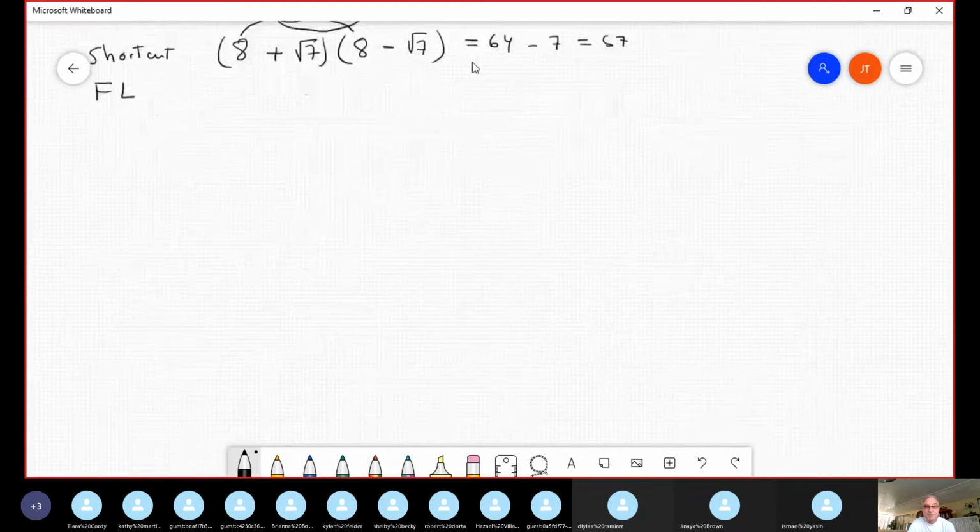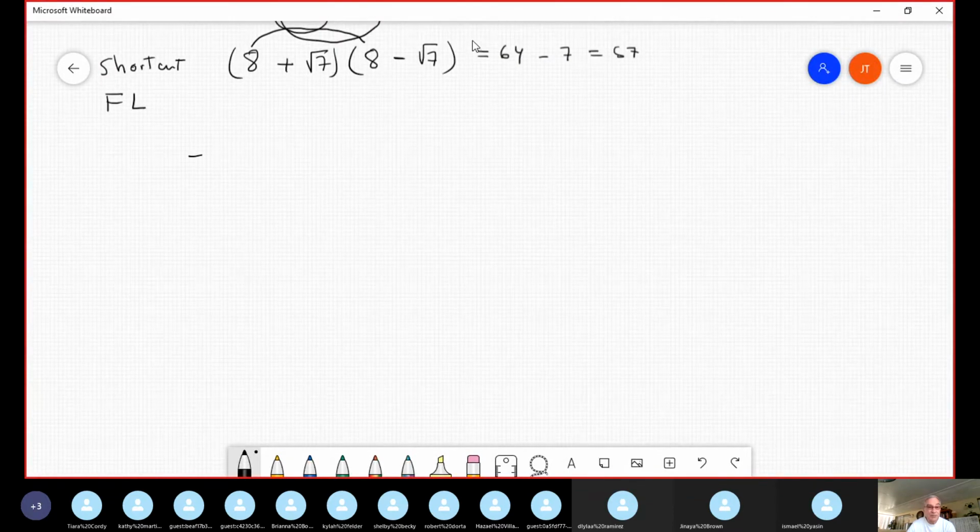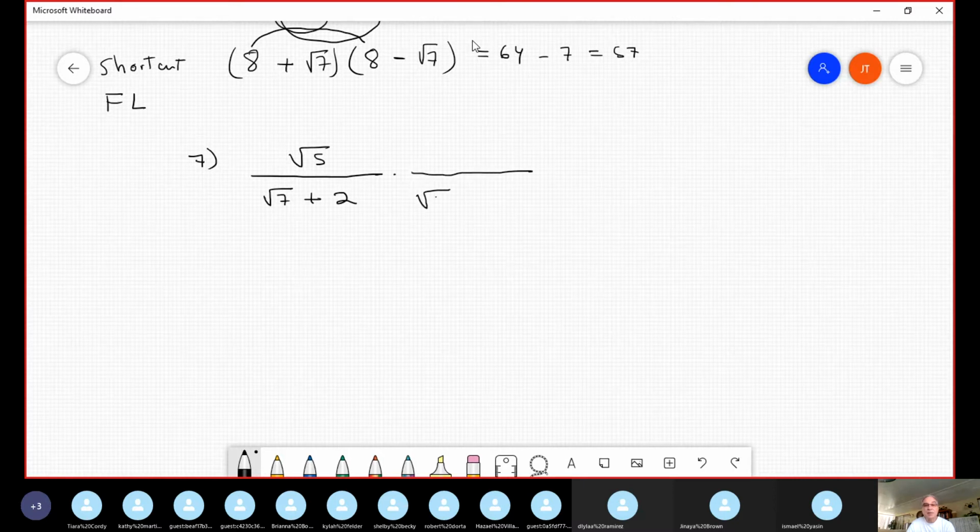Let's do number 7, sorry. Number 7 is radical 5 over radical 7 plus 2. Rationalize again. Multiplication by the smart one. The smart one is radical 7 minus 2. Radical 7 minus 2.